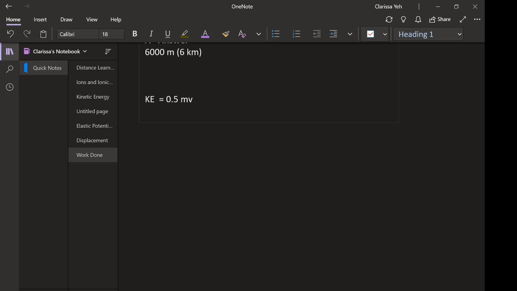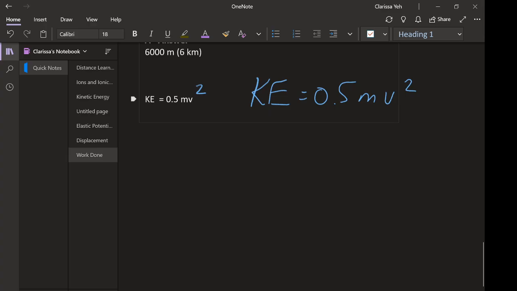That should be squared, but right now I can't change it to a little 2. Hang on, I'm going to actually write it. The screen might go black a second. So KE equals 0.5 mv squared. It's very strange. It's like it doesn't like it when I'm writing.